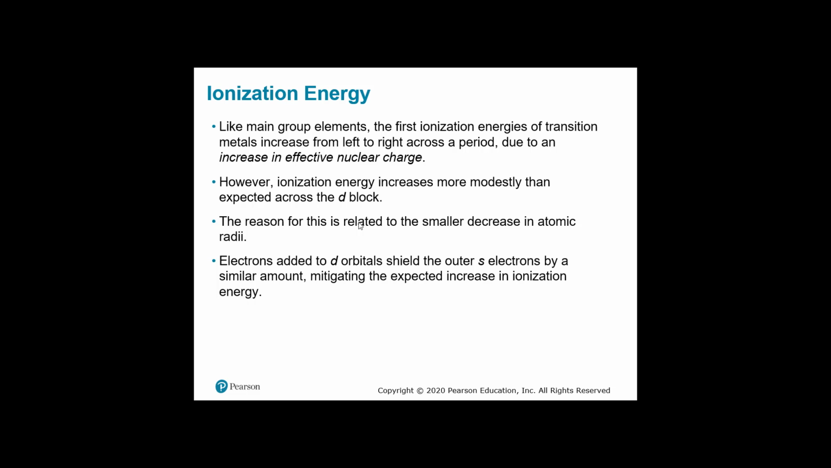But in the same way that the atomic radius does not decrease as expected, the same thing happens with ionization energy. It increases, but not as much as we would expect, and that has to do with the d orbitals. Going from left to right, remember, electrons added to the d orbitals shield the s electrons by a similar amount. So this means that the increase in ionization energy is not as large as expected.